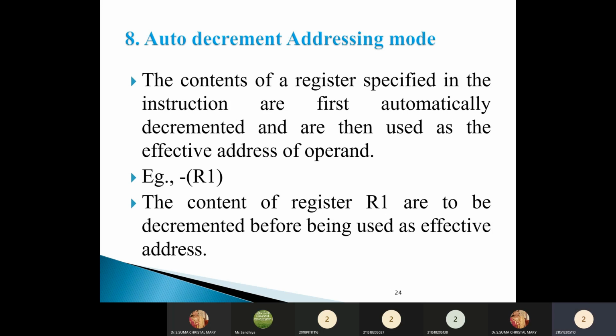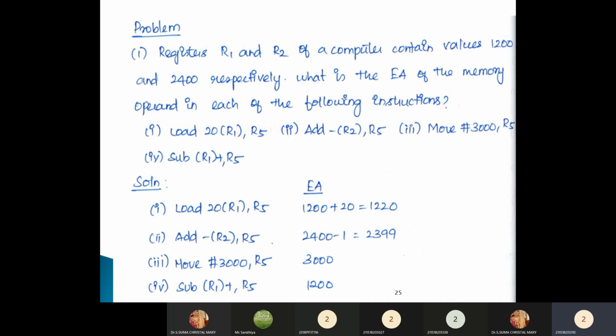Let's move on to the next slide. Here we have problems on instructions. The problem is: registers R1 and R2 of a computer contain the values 1200 and 2400 respectively. Now we have to find the EA of the memory operand in each of the following instructions. We have four instructions.